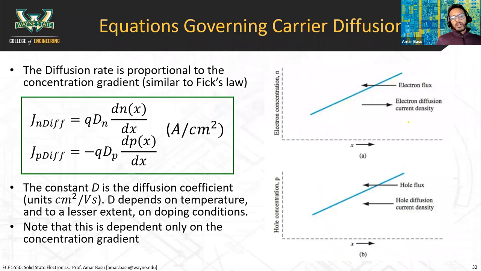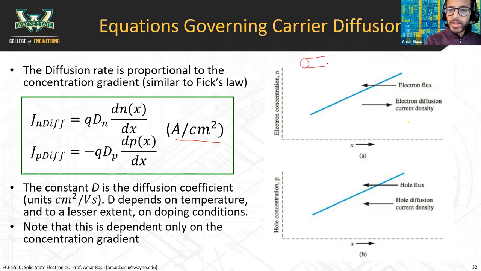So let's talk now about the equations that govern carrier diffusion. We're peeling back one layer of the onion. In chemistry, there's a rule called Fick's law, which talks about the rate at which molecules diffuse in response to a concentration gradient. It turns out the same Fick's law applies to carriers in a semiconductor as well. If we look at an example here, the diffusion current, J_N diffusion, J stands for current density. Just to remind everyone, current density is amps per centimeter squared.